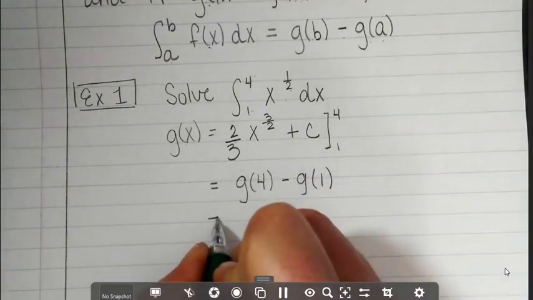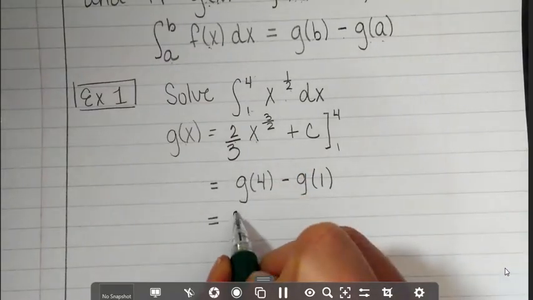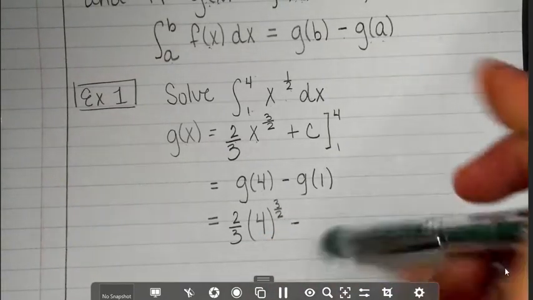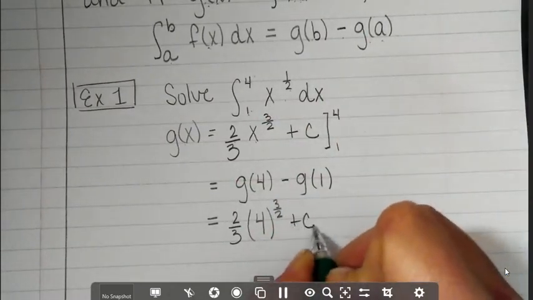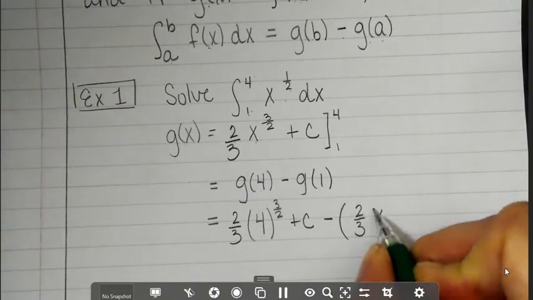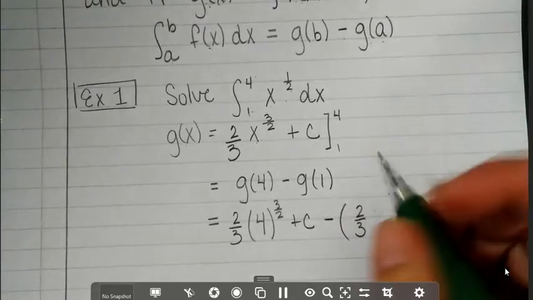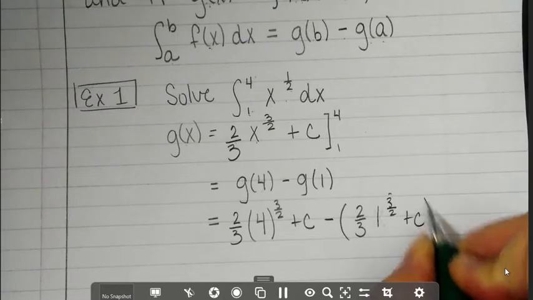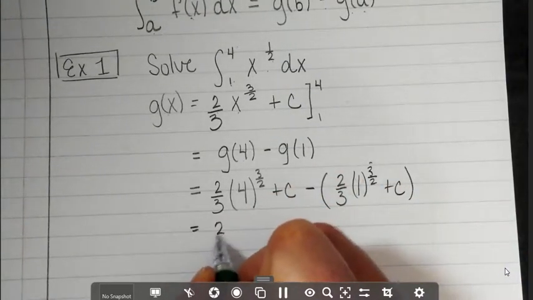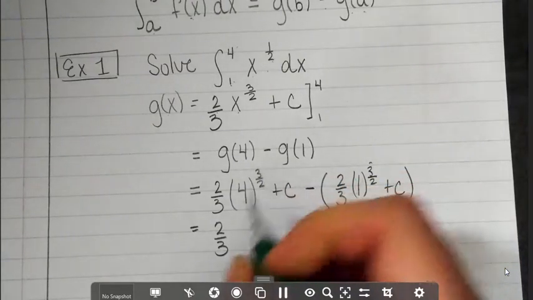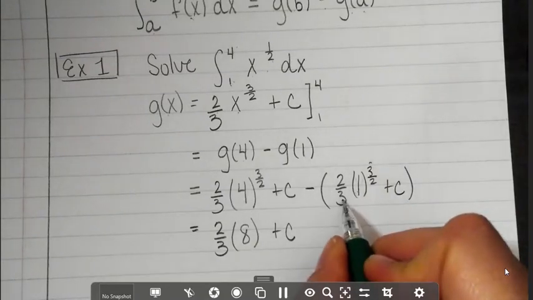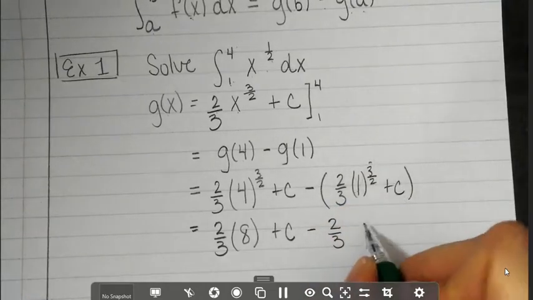Let me go ahead and show you. For g of 4, I plug in 4: 2/3 times 4 to the 3/2, plus C. Minus, and from that I subtract what I get when I plug in 1, g of 1: 2/3 times 1 to the 3/2, plus C. Let's put this in parentheses as well. Well, this is really 2/3. The square root of 4 is 2, cubed is 8, plus C. And then 1 to the 3/2 is just 1, so that's going to be minus 2/3. Then I need to distribute the negative to the C, minus C.